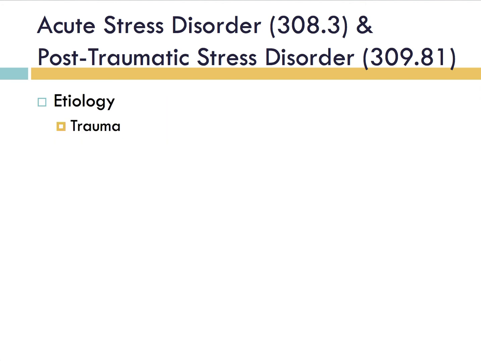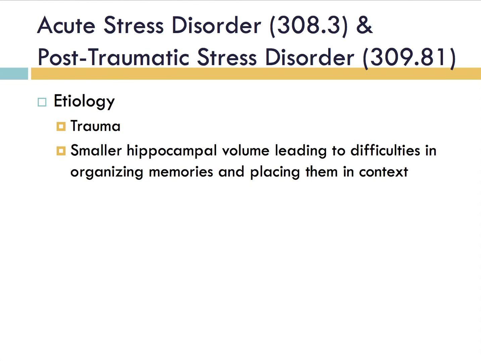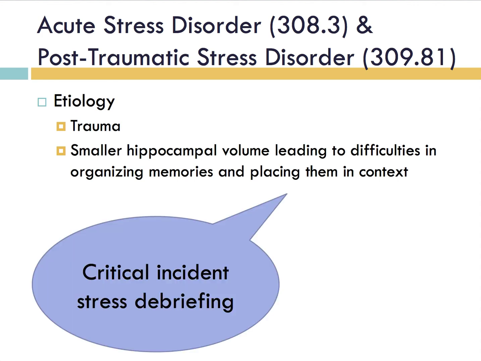In terms of etiology, we know that by definition, the cause of PTSD and acute stress disorder is the experiencing or witnessing of a traumatic event. However, as your book mentions, research has also suggested that for PTSD in particular, individuals with smaller hippocampi may be more likely to develop PTSD in response to trauma as a result of restricted abilities to organize memories and place them in context. And this hypothesized cause of PTSD actually serves as the basis for the development of one of the more recent preventative treatments called critical incident stress debriefing.